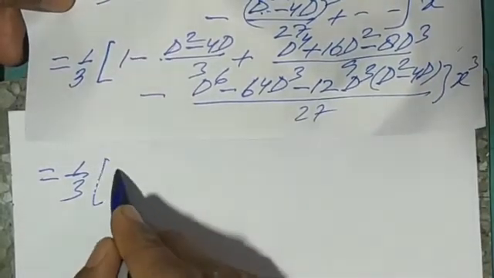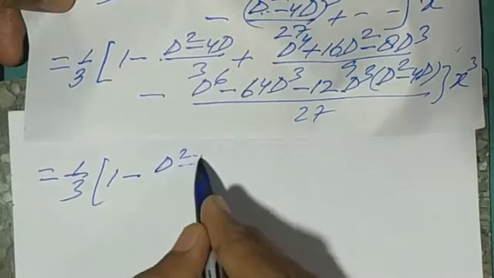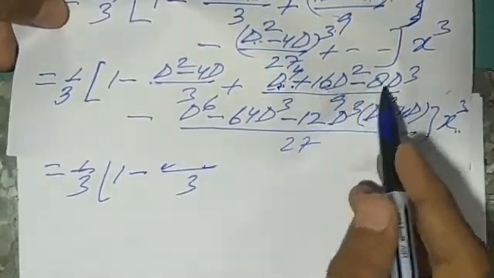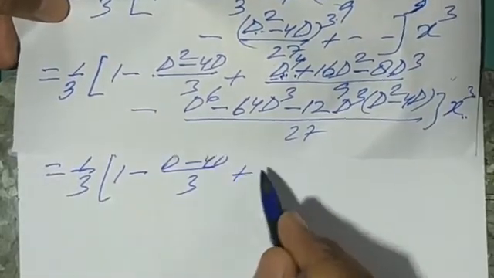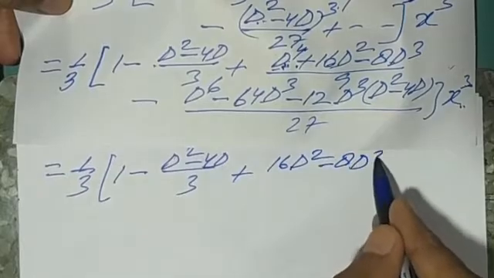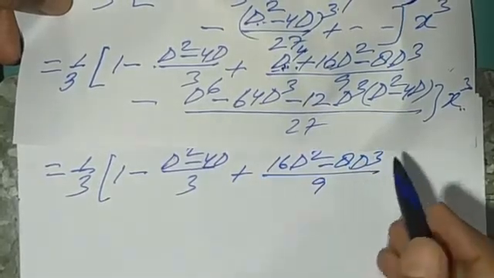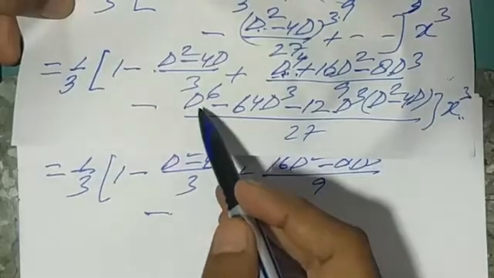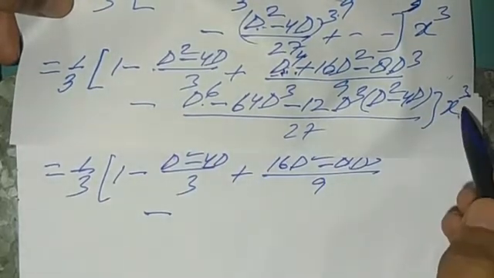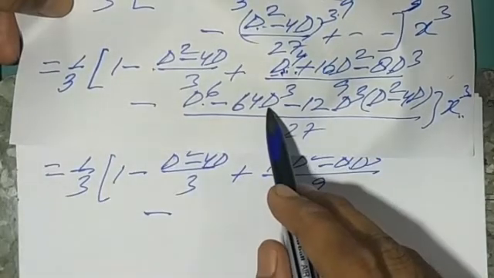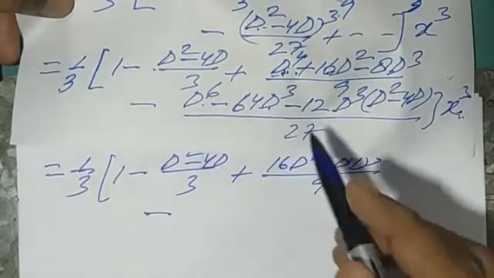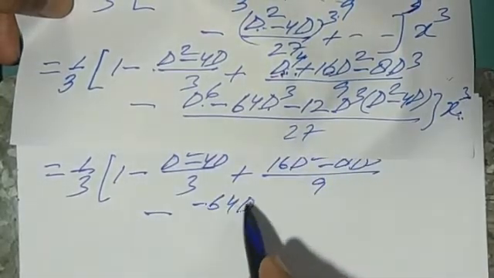So we take 1 minus D square minus 4D upon 3. In this expression, we have to consider only these two. So plus 16D square minus 8D cube upon 9. The next expression, this term is useless because this is the sixth differential and the sixth differential of x cube must be 0. And this is the third differential of x cube, which will be constant, so it is considerable, minus 64D cube.